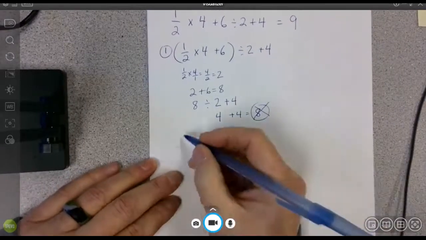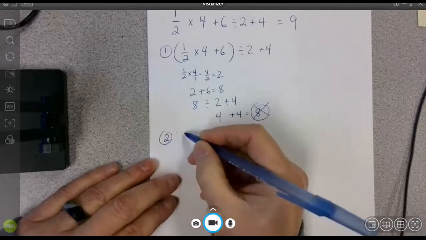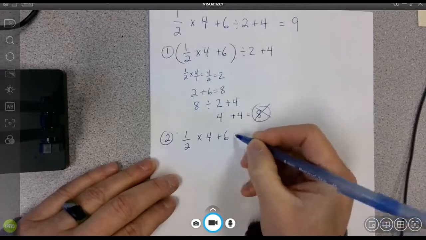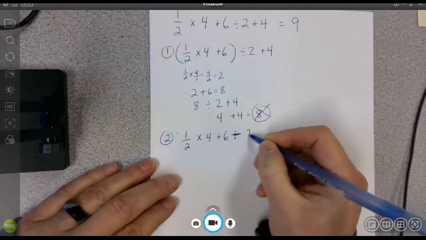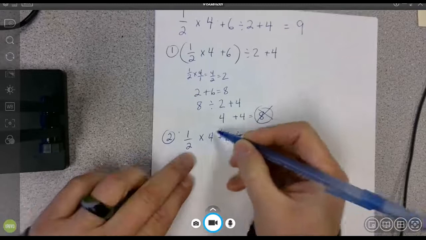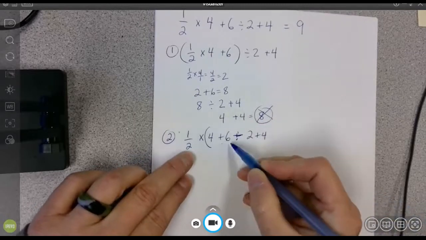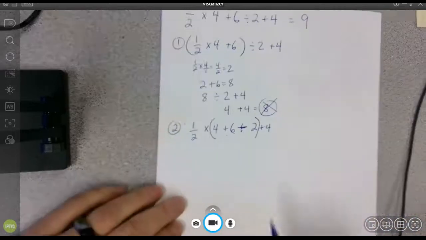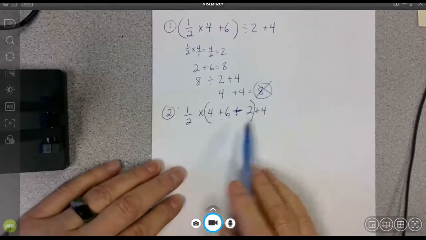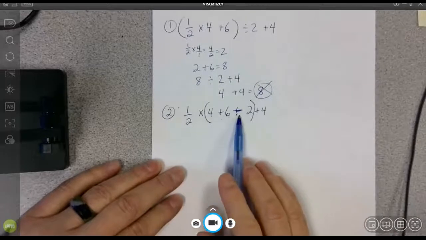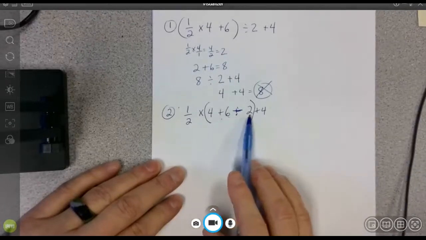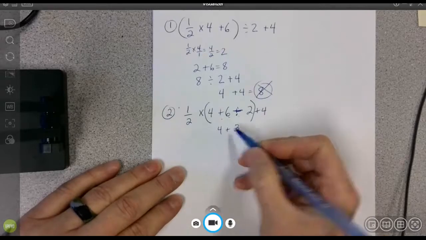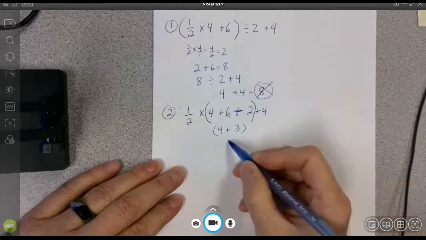Now let's move the parentheses. That one did not work, so we'll move the parentheses over. Divided by 2 plus 4. We're not going to include the half. We're going to do 4 plus 6 divided by 2. So I'm going to do what's inside the parentheses first. And then I have addition and division. I'm going to do my division first. So I know 6 divided by 2 is 3. And then I have to do my 4 plus 3, which is 7.